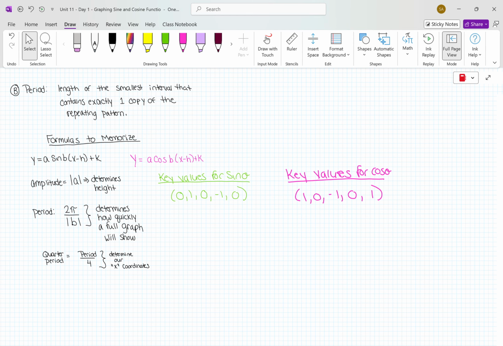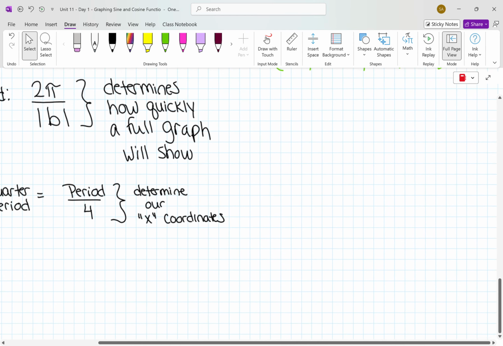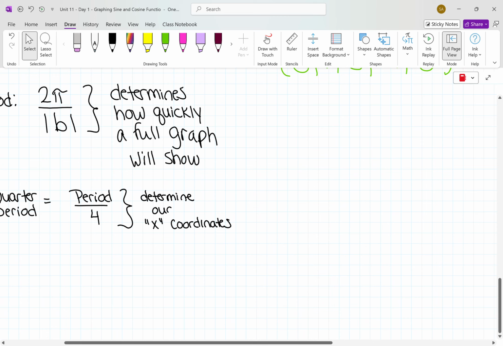What is a quarter period again? A quarter period determines on our x-axis how we're going to label the x-axis, so our x-coordinates.